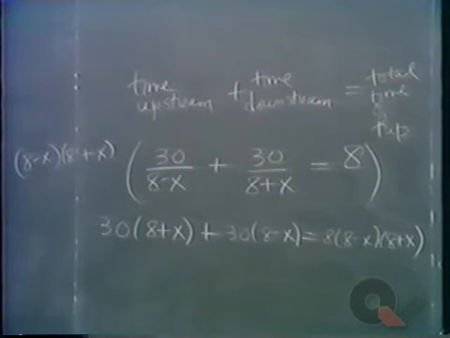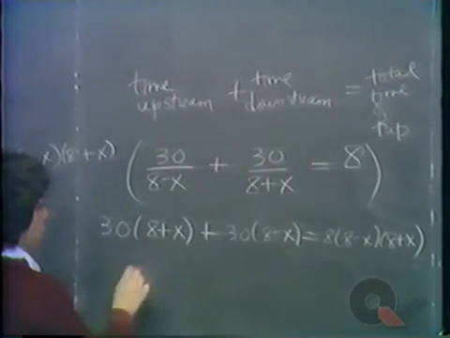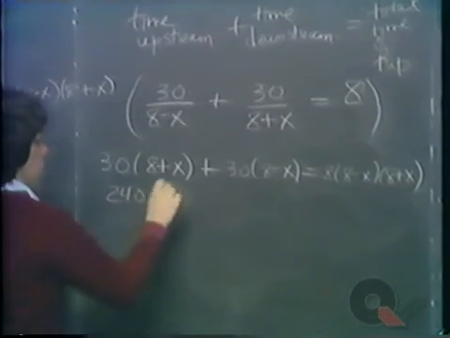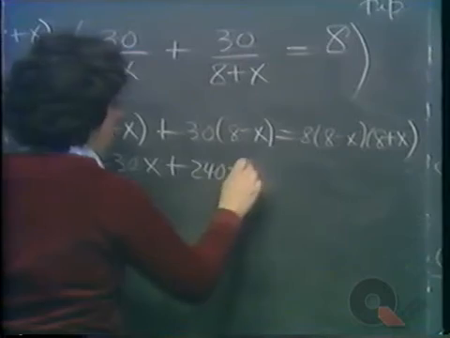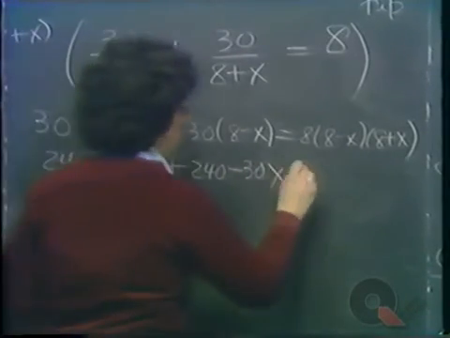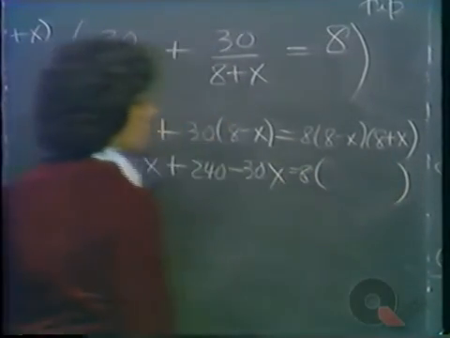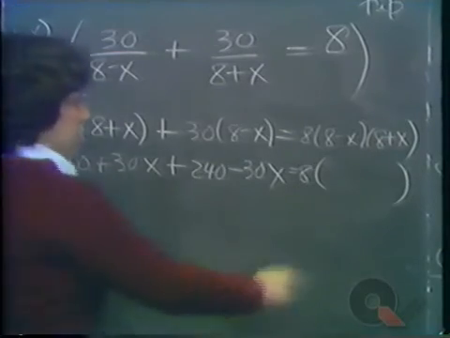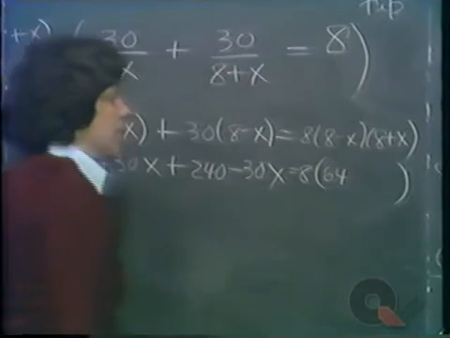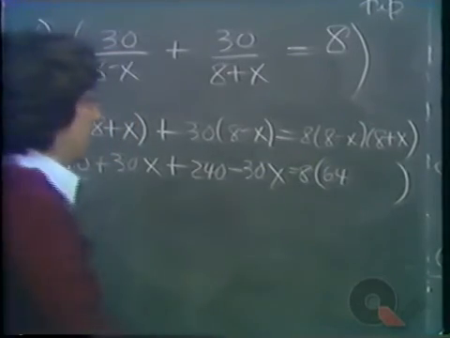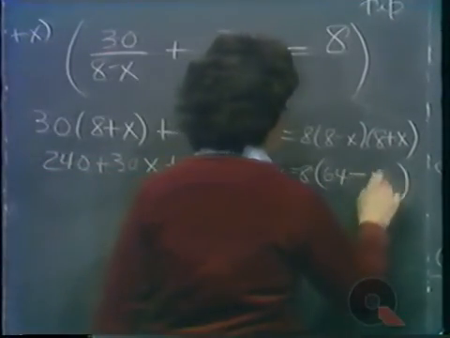Okay, let's perform the indicated multiplications. Distributing the 30, we get 240 plus 30x. Here, 240 minus 30x equals 8 times, multiplying this out, we have 64. The outer and the inner terms cancel out. We have plus 8x and minus 8x. The last gives us minus x squared.